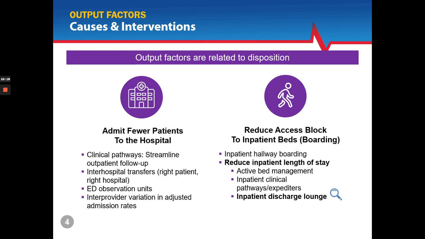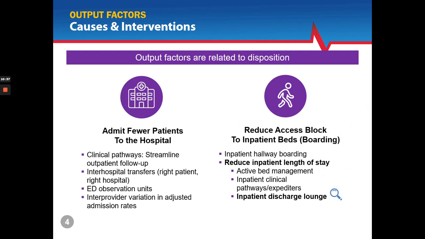As we discussed in Module 2, once you determine a patient's disposition and try to send them on their way, that's when you're talking about output factors. So if your ED is facing crowding because you're having trouble getting patients out of the ED, two categories of interventions are admitting fewer patients to the hospital and, when they do need to be admitted, getting them upstairs more quickly.